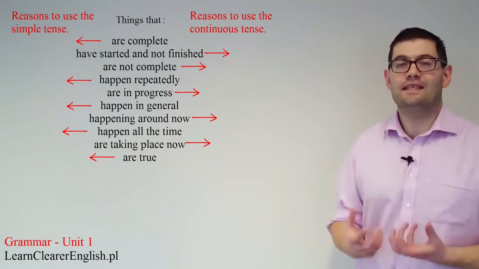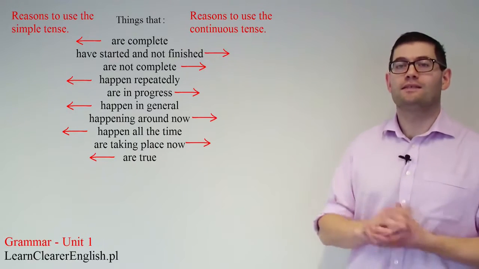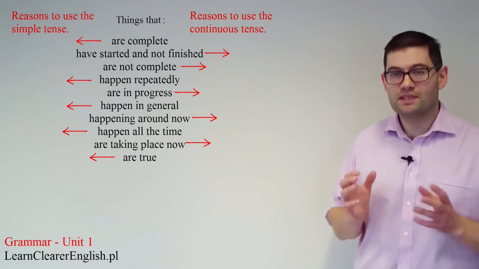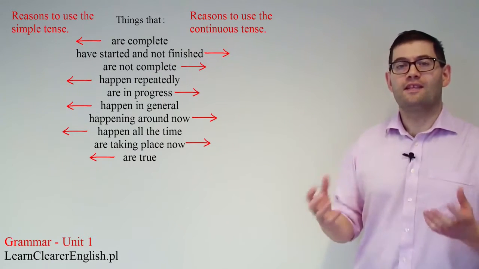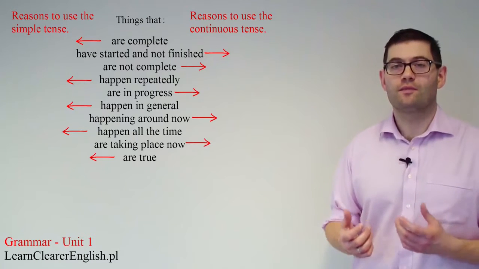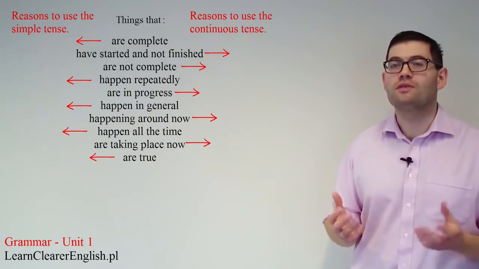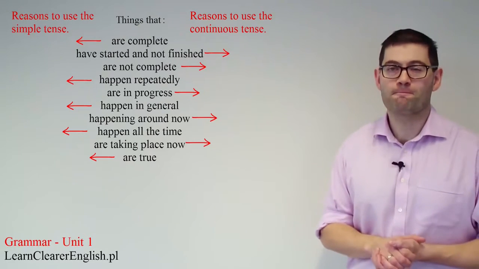So we can see that we use the simple tense to talk about things that are complete. Well, this is important because for the simple tense, things have to be finished. Things which happen repeatedly. A good example for this would be habits. This could be introduced by usually. For example, he usually drinks tea at 5 o'clock every day.